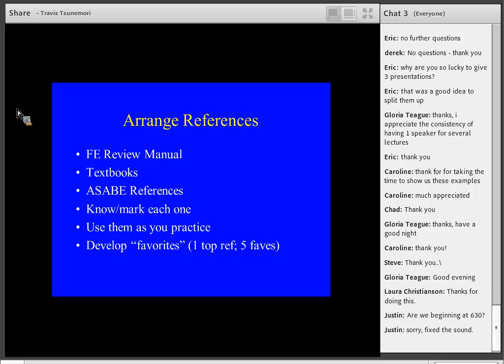I actually thought that the FE review manual was one of my favorites. And then there were a few other books. There was a thermo book I really loved. There were some other books that just seemed to have the answers I was looking for. And I kept those right near the top. And then you can have some other stuff for backups. If you get in a pinch, you can look at those. But probably you're going to want a limited number of references that you know very well.